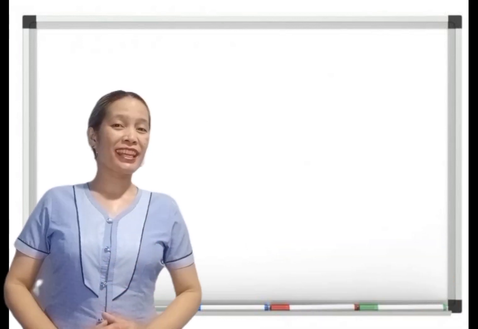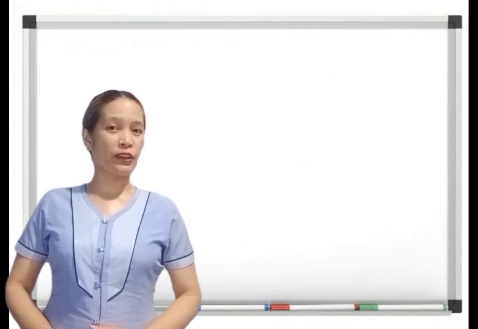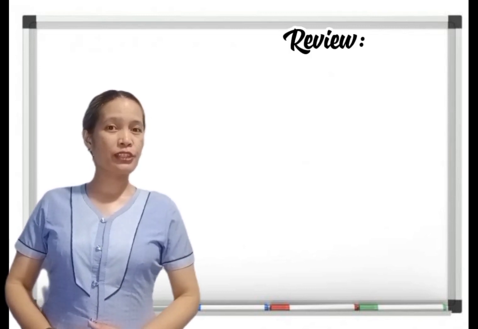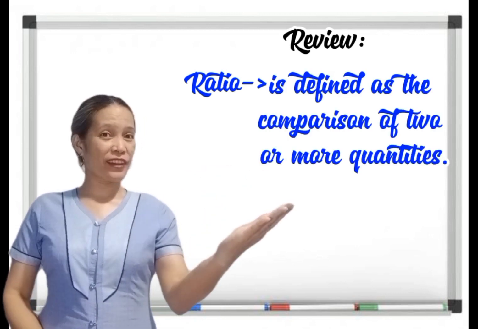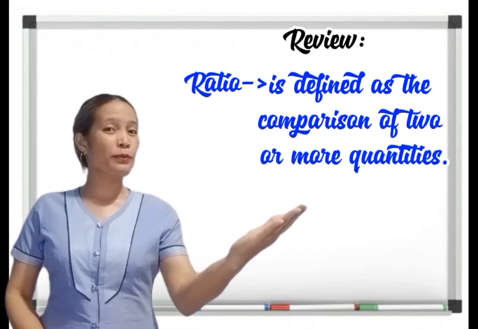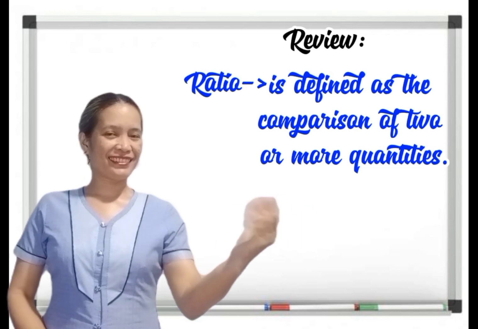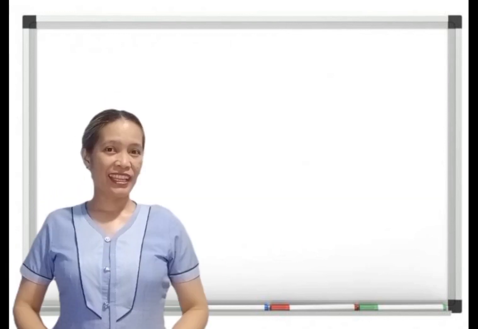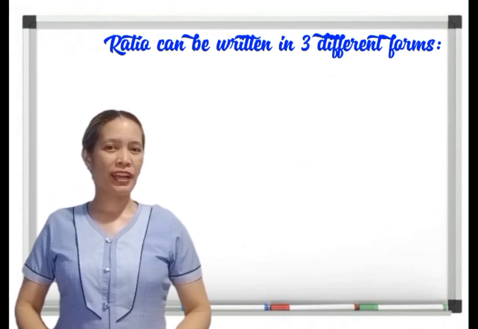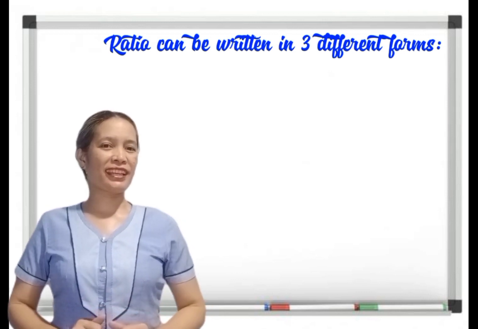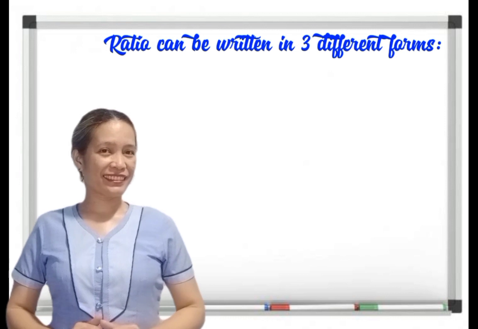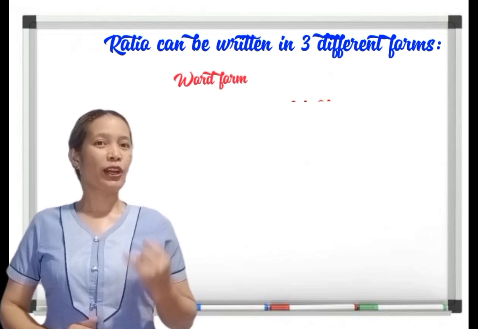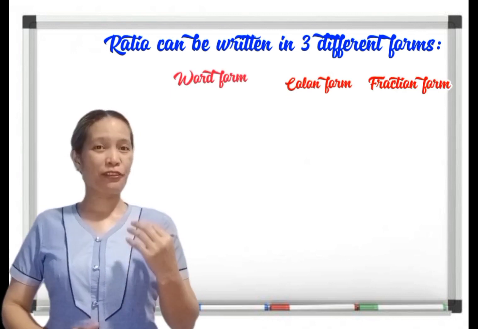But before we proceed to identifying and writing equivalent ratios, let us first review the definition of ratio. Ratio is defined as the comparison of two or more quantities. Now, if you can still remember, ratio can be written in three different forms. We can write it in word form, column form, and fraction form.